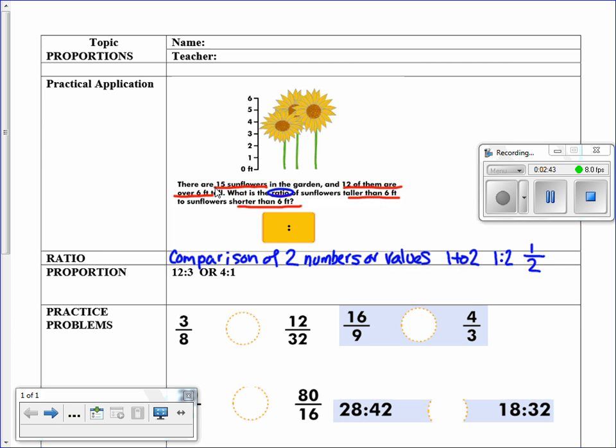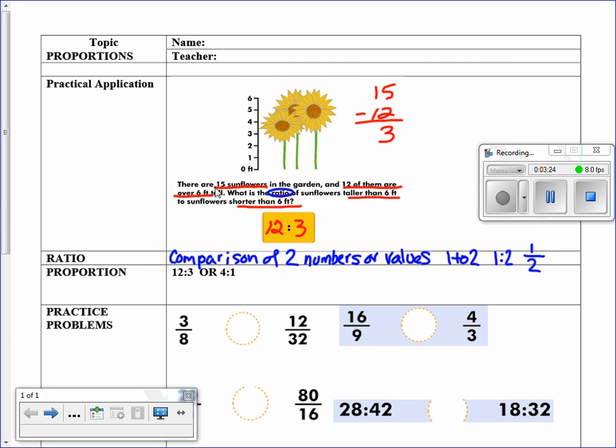So when we go back to our original problem, it says 12 of them are over 6 feet tall, what is the ratio of sunflowers taller than 6 feet? That's our first number we want to get because of the order in which the words are telling us, taller than 6 feet. We know that we have 12 that are taller than 6 feet. We also know that we have 15 sunflowers in all, so all we're going to do is say 15, take away that 12, and you're left with 3. So our ratio is 12 to 3.